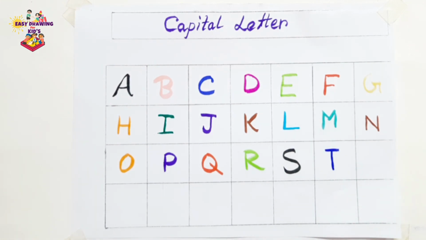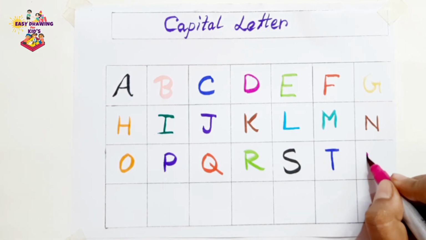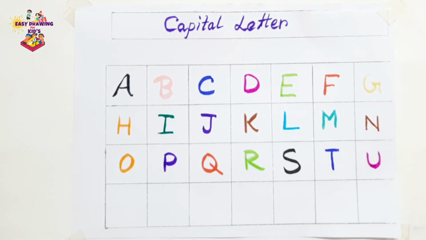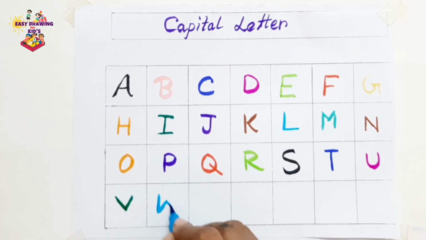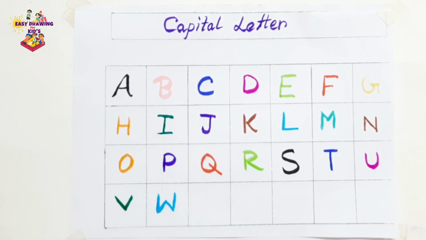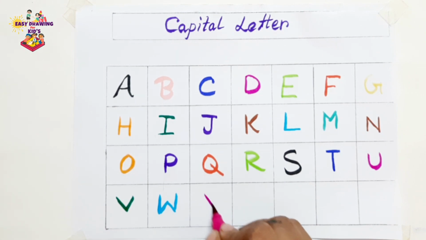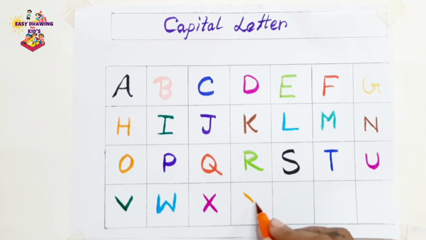T. T for tiger. U. U for umbrella. V. V for vulture. W. W for wolf. X. X for Xmas. Y. Y for yuck.